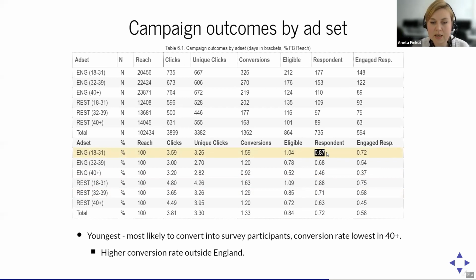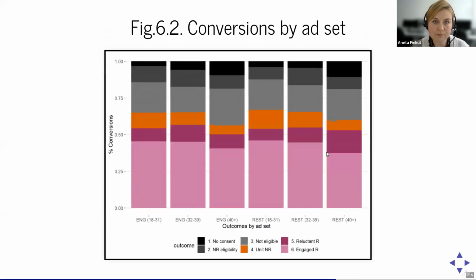Now zooming in a little bit, only looking at the conversions, the people who moved to the consent page, we can see, again, these 6 bars represent 6 different ad sets. In both regions, England and outside England, for these 2 younger ad sets, the outcome of these conversions was quite similar. A little bit over 50 people became our respondents, either reluctant or engaged respondents.